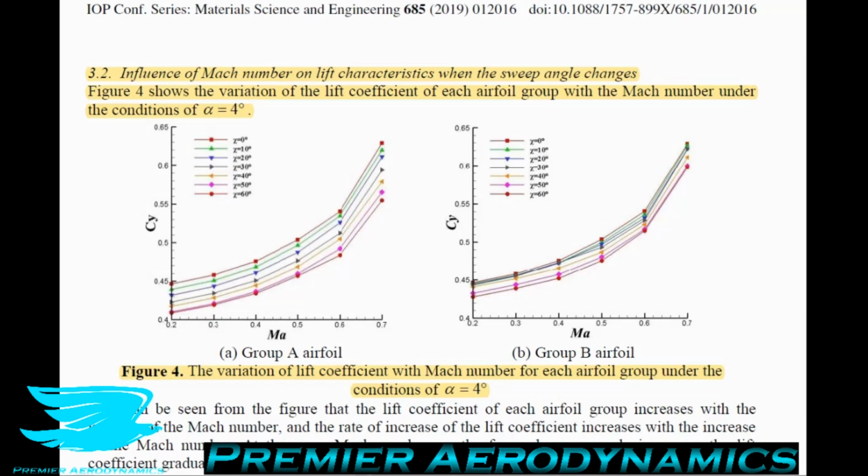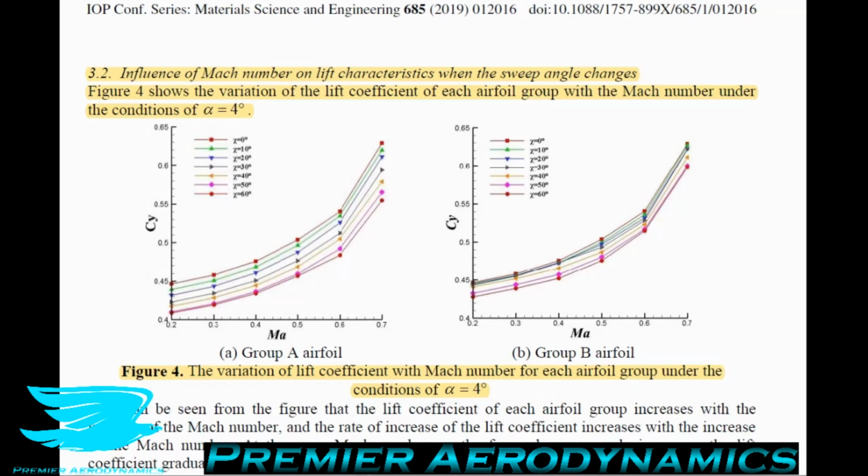Now with the B set airfoils, which means that they are getting thinner with increasing sweep angle, as you increase the Mach number, they start to converge a little bit, so they will start to produce a similar amount of lift. Why that is, I'm not too sure.